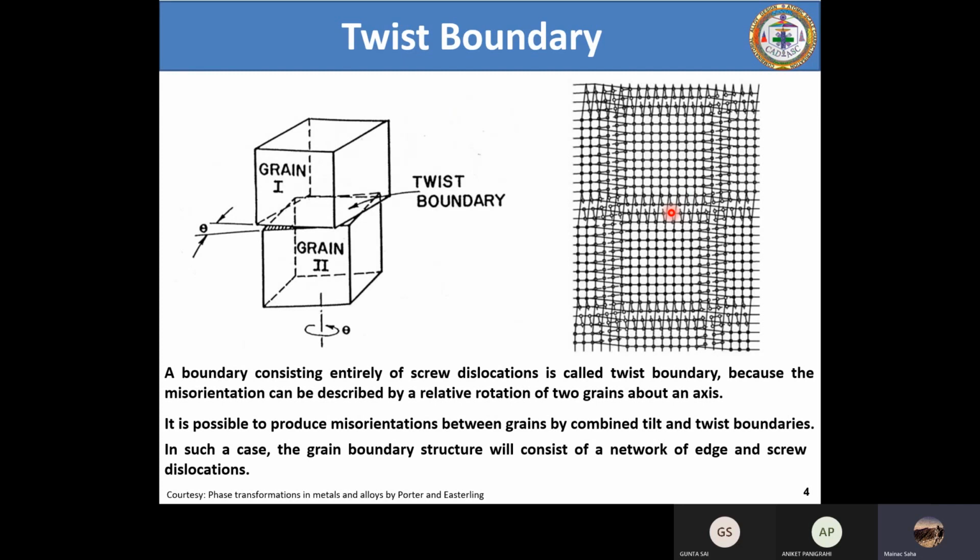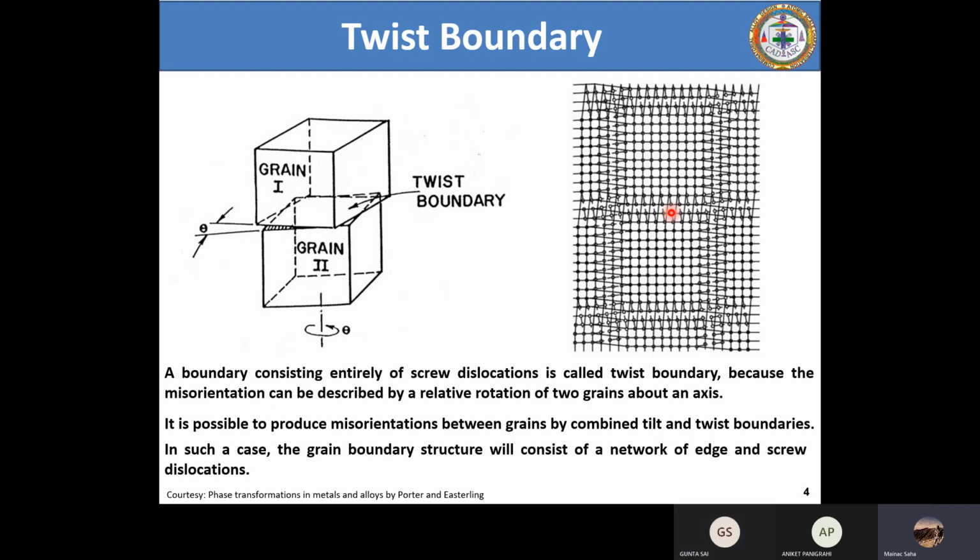So the twist boundary, guys, any idea? What is the twist boundary? No, sir. I didn't have any idea. Okay, I will tell you. You know what a tilt boundary is, right? Yes, sir. What is a tilt boundary?